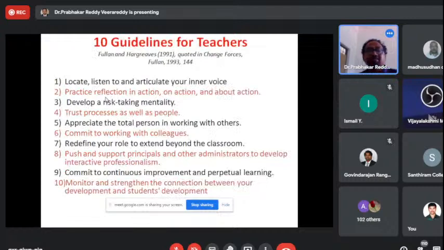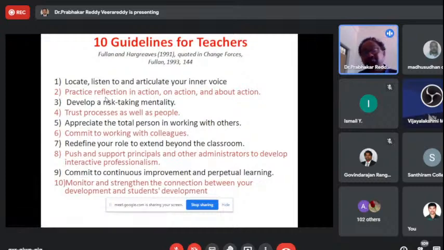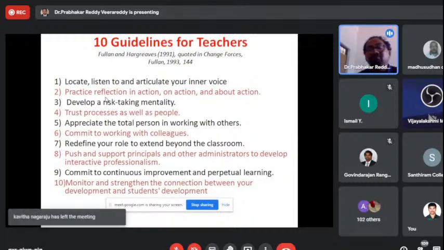This is for teachers. Locate, listen, and articulate your inner voice. Practice reflection in action, on action, about action. Develop a risk-taking mentality. Remember, some say, "No sir, my principal is not good." No, you should adjust with the people. They don't need success. Otherwise, you keep on changing.